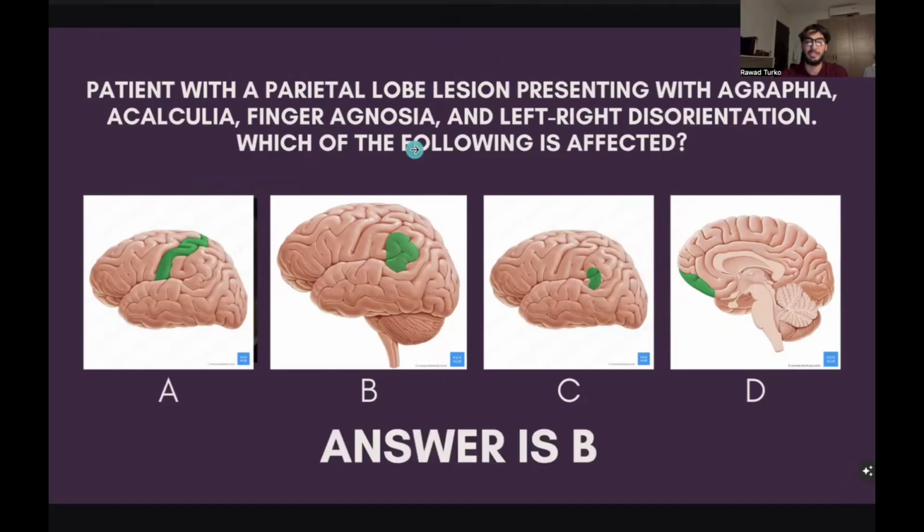So the answer is B. All right. What would A be? A would be, if this was the central sulcus here, the primary somatosensory cortex. C would be Wernicke's area, and D would be the orbitofrontal cortex.